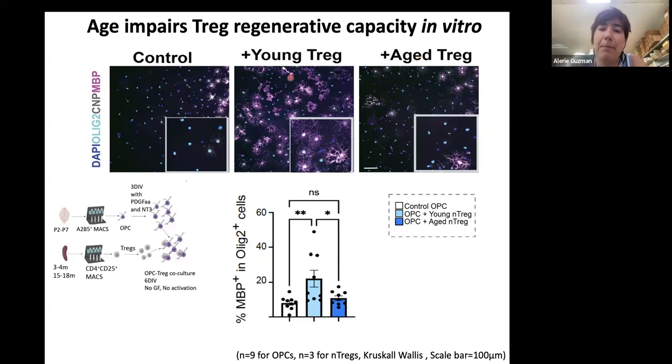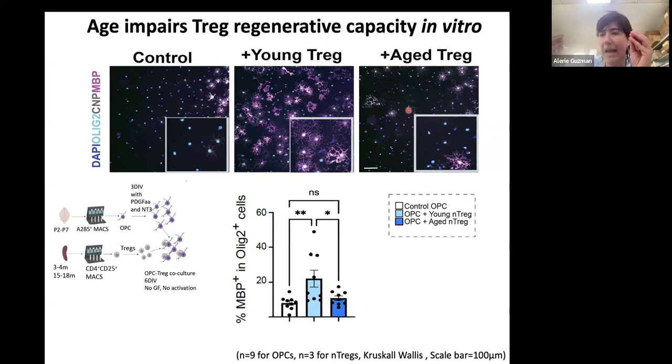And then we looked at the number of oligodendrocytes that were formed after 5 days in vitro, identified by the expression of 2 myelin proteins, CNPase in gray and MBP in magenta. And as you can see here in the picture and on the graph, young Tregs were highly efficient at driving differentiation of OPCs into oligodendrocytes, but aged Tregs were not able to do so, suggesting that they have some sort of intrinsic impairment.